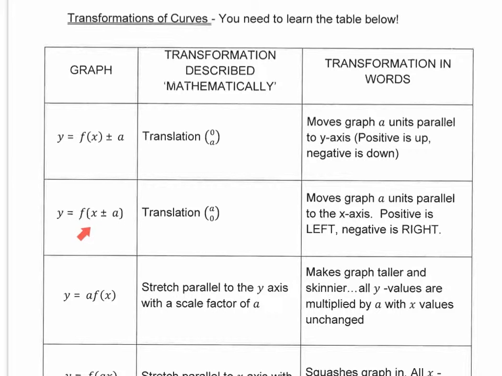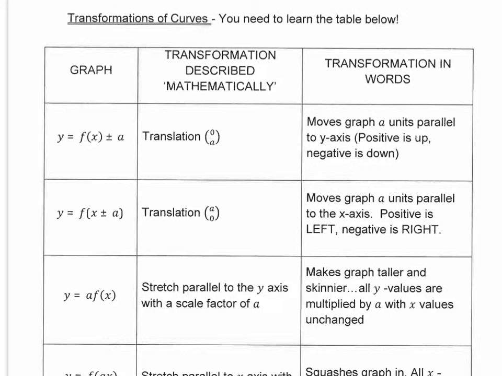Second type of transformation again is another translation, so another movement, but this time parallel to the x-axis. So if the x has changed, then it's a translation parallel to the x-axis. However, we need to be careful with this. If it's x plus a, it doesn't mean that we move the graph right. It actually means we move left. So when we're dealing with the x-axis, positive is left and negative is right.